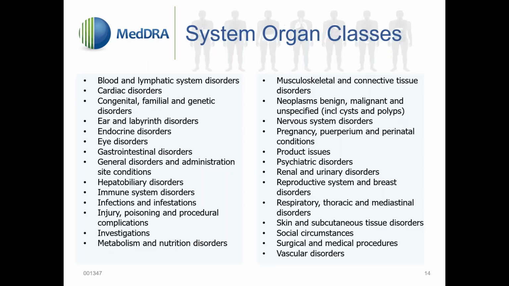Here are the 27 system organ classes, and some of them group terms based on their manifestation site, for instance, vascular disorders, skin and subcutaneous tissue disorders, nervous system disorders, musculoskeletal and connective tissue disorders, cardiac disorders, etc. Other SOCs group terms based on the etiology of the respective conditions, for instance, endocrine disorders or immune system disorders or neoplasms or infections and infestations.